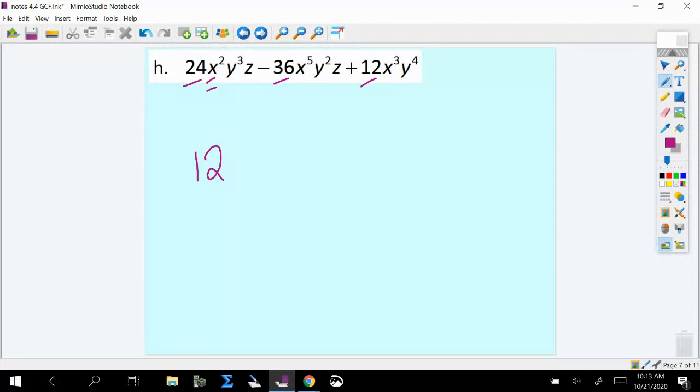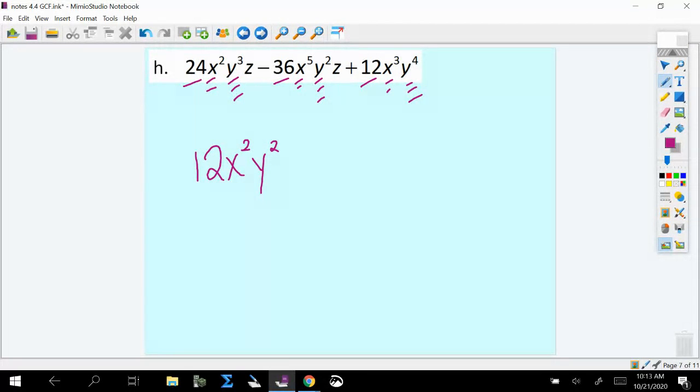Then we're going to look at the x's. We have an x to the second, an x to the fifth, and an x to the third. They all have at least two x's. They all have at least an x squared, so that's what's going to come out. Then I'm going to look at my y's. We have a y to the third, a y to the second, and a y to the fourth. They all have a y to the second.